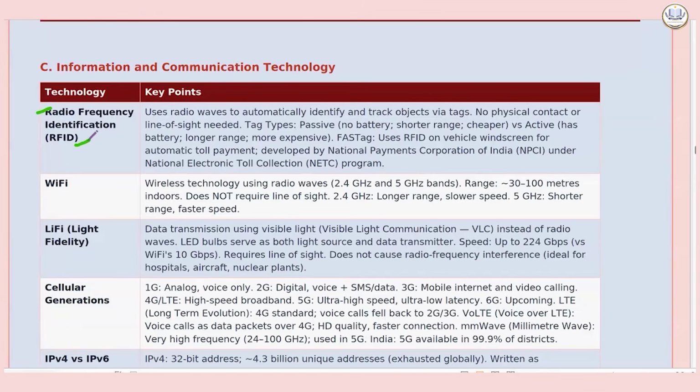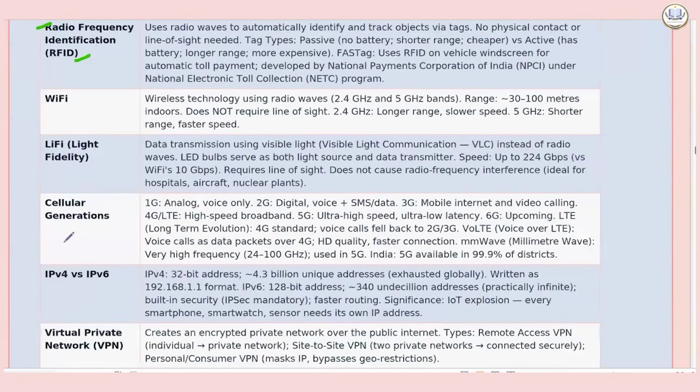Wi-Fi is wireless technology using radio waves, and the range is 30 to 100 meters. It does not require line of sight. We have discussed Web 3.0, Web 4.0, Web 5.0 in the emerging technology lecture. The complete lecture is there. Li-Fi, that is light fidelity, has also been discussed completely. Let's discuss it very quickly. Data transmission using visible light instead of radio waves is called Li-Fi. An LED bulb serves as both light source and data transmitter. It requires line of sight and does not cause radio frequency interference. So it can be used even in hospitals, emergency wards, aircraft, and nuclear plants.